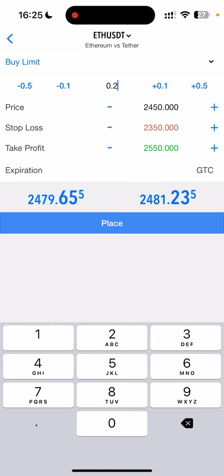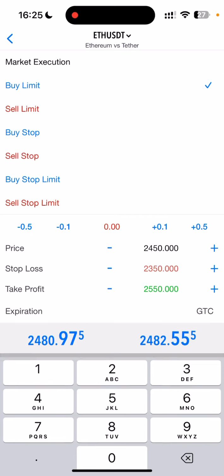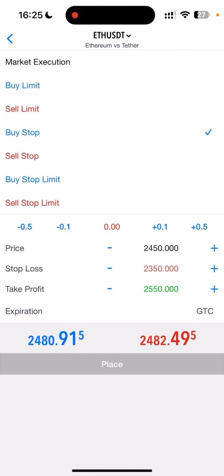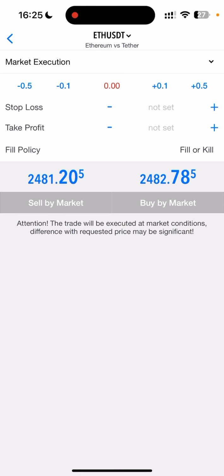So this is how you calculate for Ethereum USD. You understand? Sometimes it's going to be a buy limit, sometimes it is going to be a buy stop, sometimes it is going to be market execution. But you can always confirm. Sometimes if you're not too sure, eventually you get the hang of it. So this is for Ethereum USD.